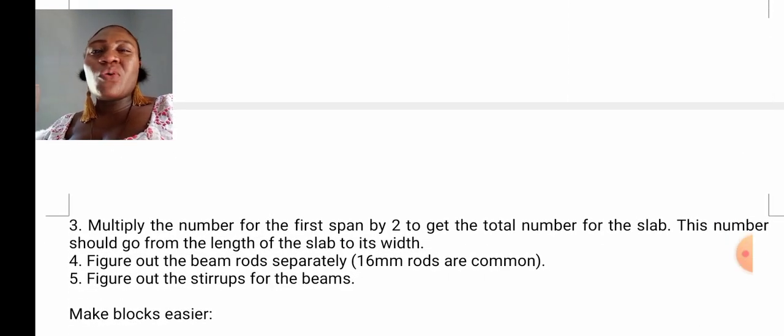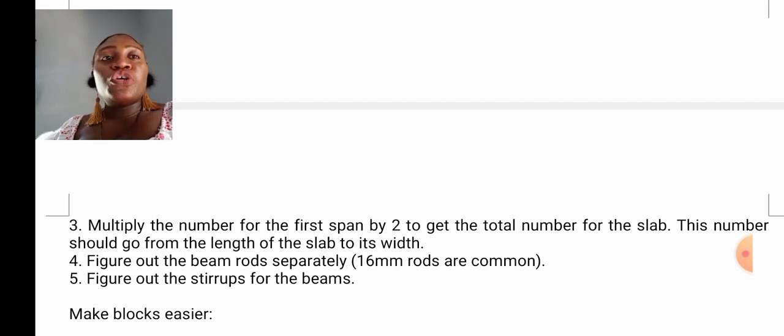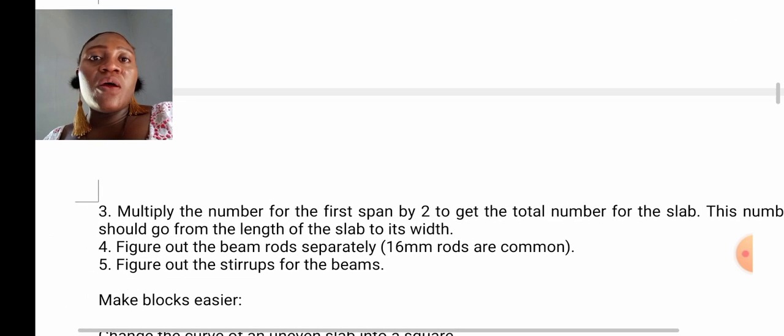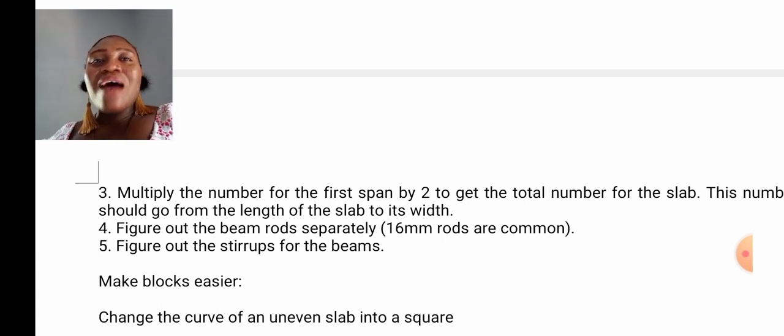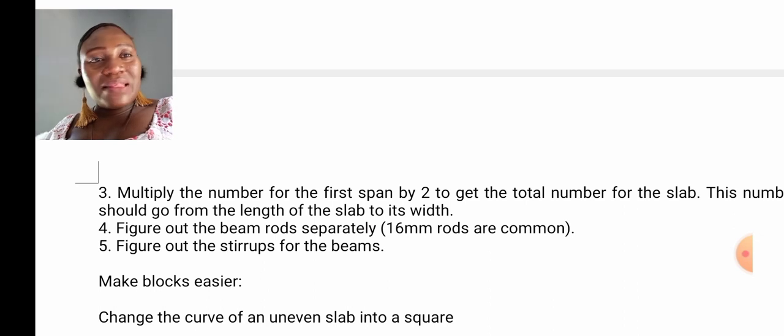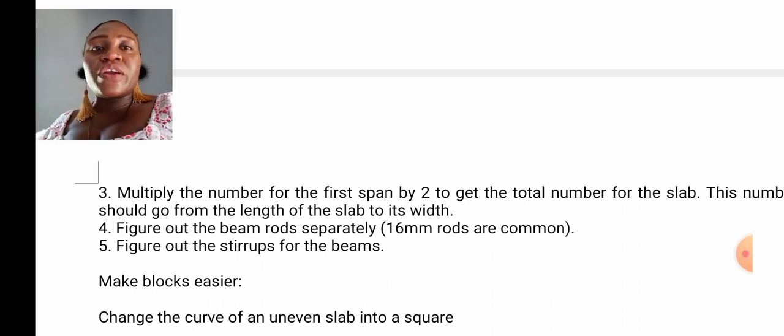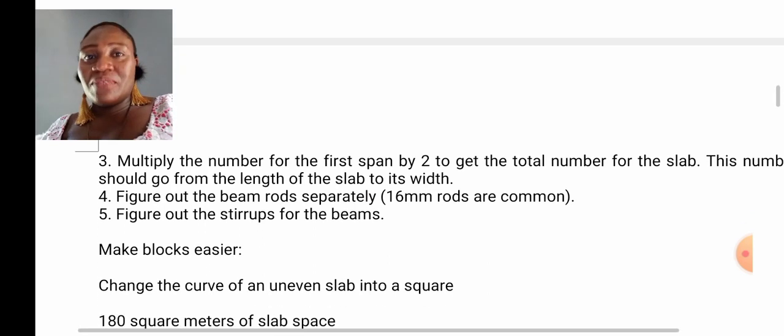Okay. Thirdly, multiply the number for the first span by 2 to get the total number for the slab. This number should go from the length of the slab to its width. Fourthly, figure out the beam rods separately. 16 mm rods are common here, so you figure it out, then figure out the style for the beams.